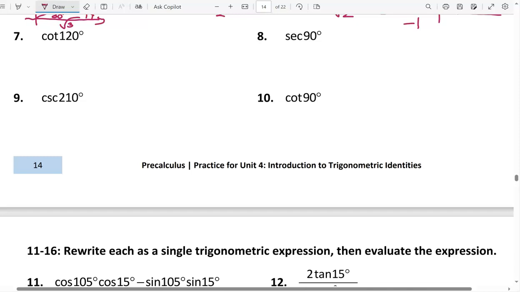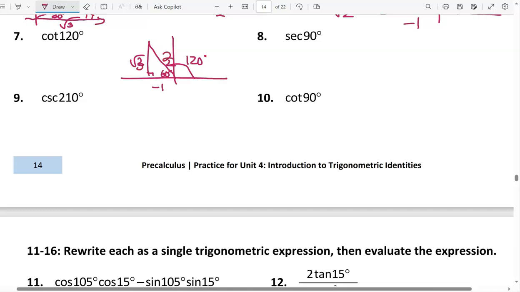Now number 7, finding the cotangent of 120. I'll draw a picture of a 120 degree angle. That's a quadrant 2 angle with a reference of 60. So that's going to give us an adjacent side -1, opposite square root of 3, and hypotenuse 2.